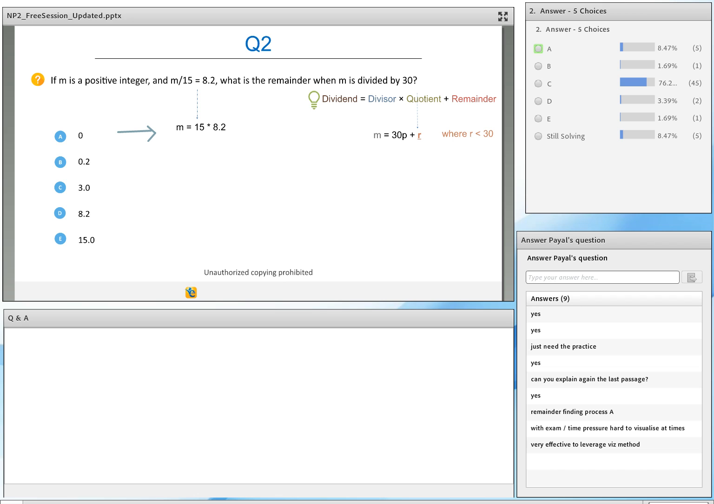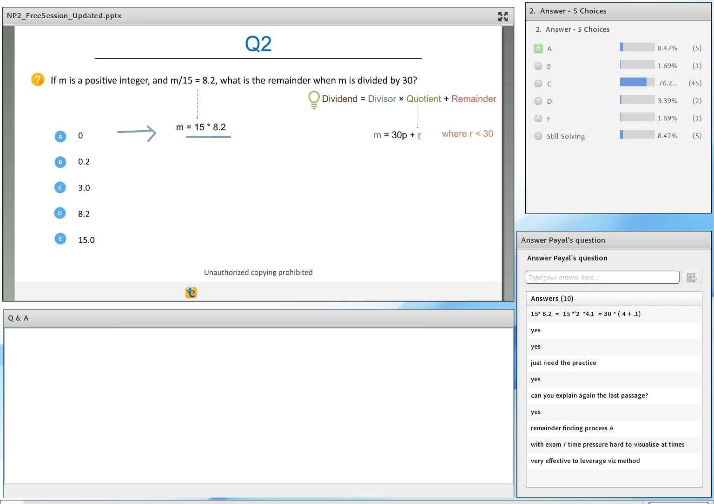So what I need to find out is, I'm going to repeat this in English, how can I express 15 times 8.2 in terms of the sum of two numbers, one of which is a multiple of 30 and the other is not a multiple of 30. Okay, that's what I have to do. Right? So I start doing that.